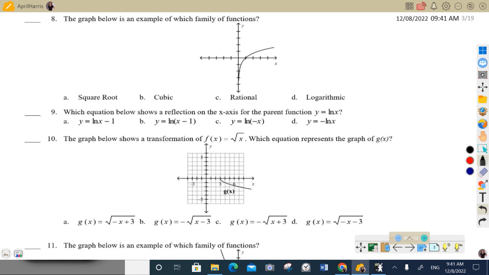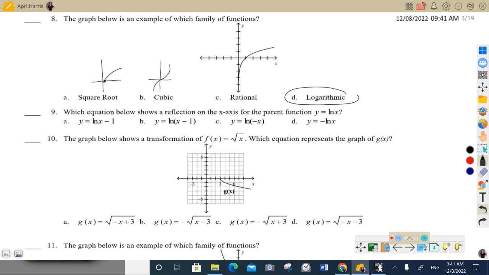All right, question 8. The graph below is an example of which family of functions? Logarithmic. Now, you know what people get confused with? Square root. Remember, square root starts at the origin and goes out. Cubic looks like this. Rational is the boxes. Okay, we've already talked about that. Again, I will change it on the final. It won't have ln, it'll have regular log. But ln is log base e. We're going to learn logs after Christmas.